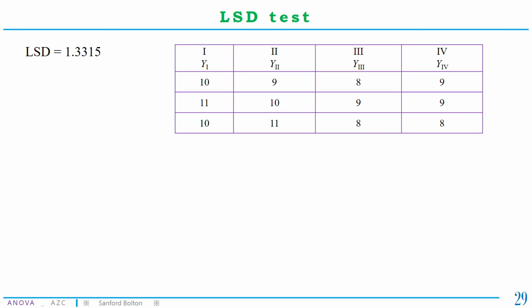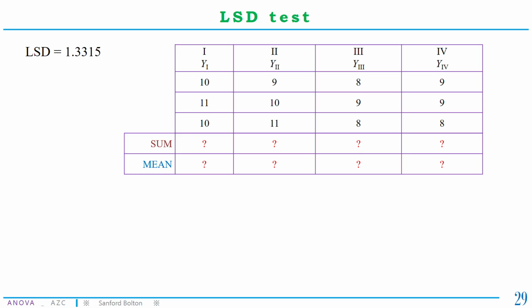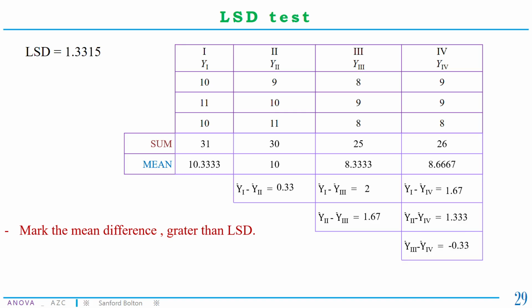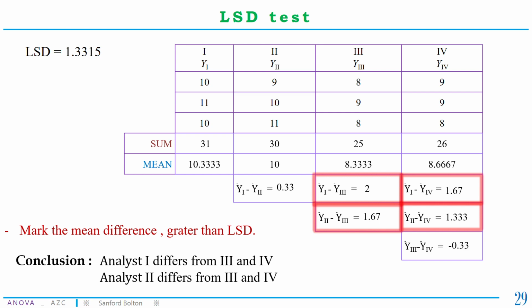After the calculation of LSD, now, to calculate the mean differences between groups, let us first find out the mean of each group. Now, find the difference between all possible group pairs. After calculating the mean difference in all possible group pairs, mark the mean difference greater than LSD. LSD is the least value of significant difference. That means, if the mean difference between groups is greater than LSD, these groups show significant difference. Conclusion: Analyst 1 differs from 3 and 4. Analyst 2 differs from 3 and 4.